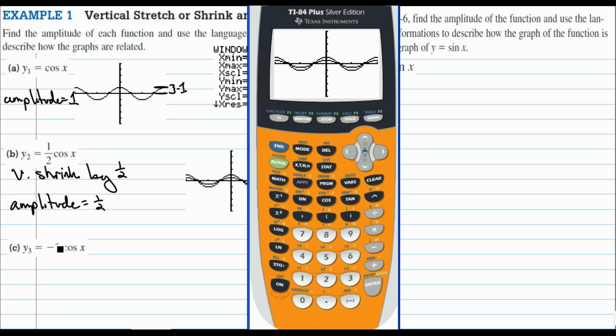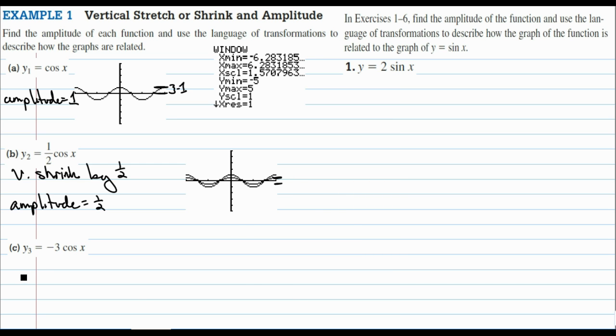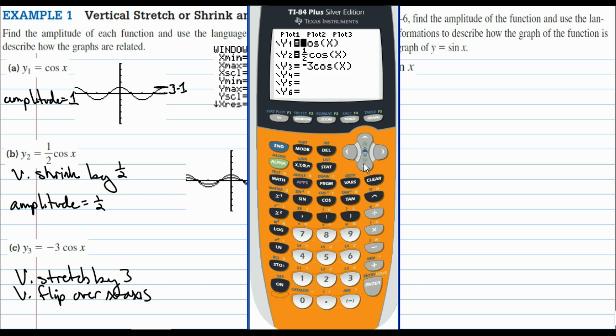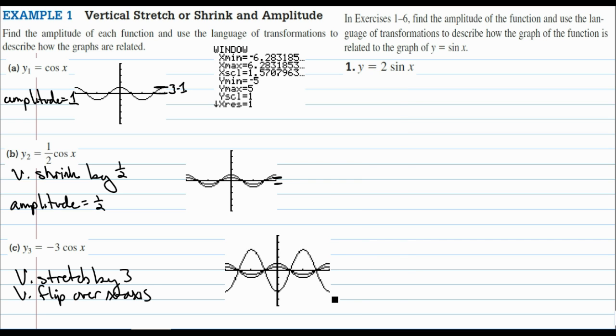Now part C, you can already predict that that's going to be a vertical stretch by 3, as well as a vertical flip over the x-axis. So let's see what that one looks like. Now this guy, the height of the wave stretches from -3 all the way up to +3, which is a height of 6, so the amplitude then is going to be half that height, 3.